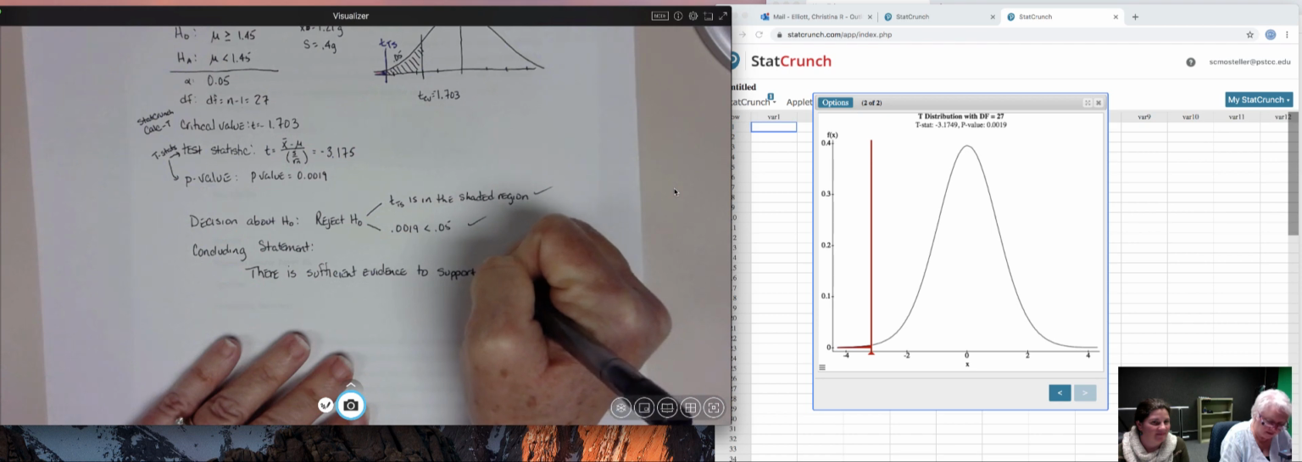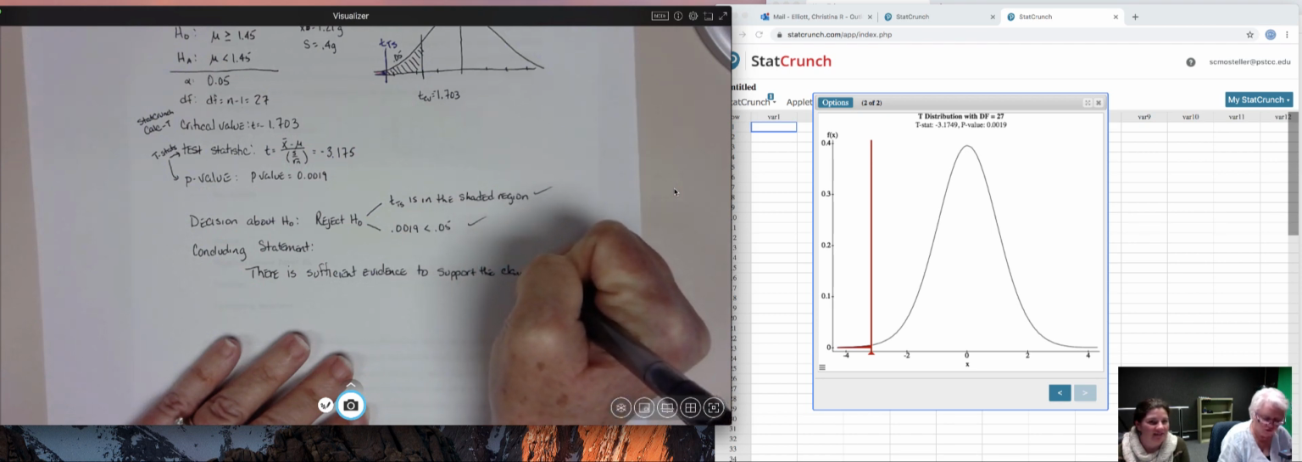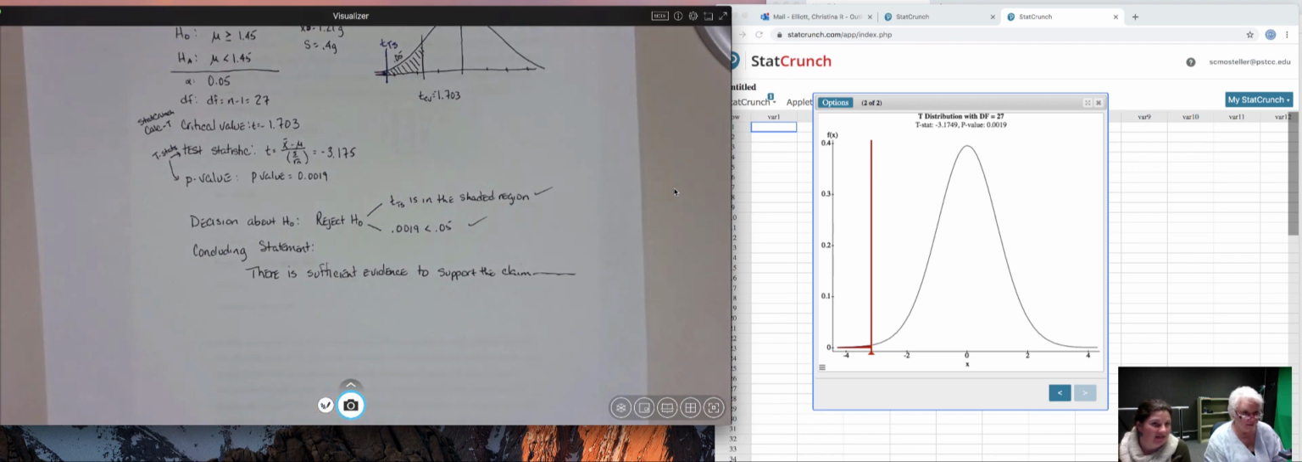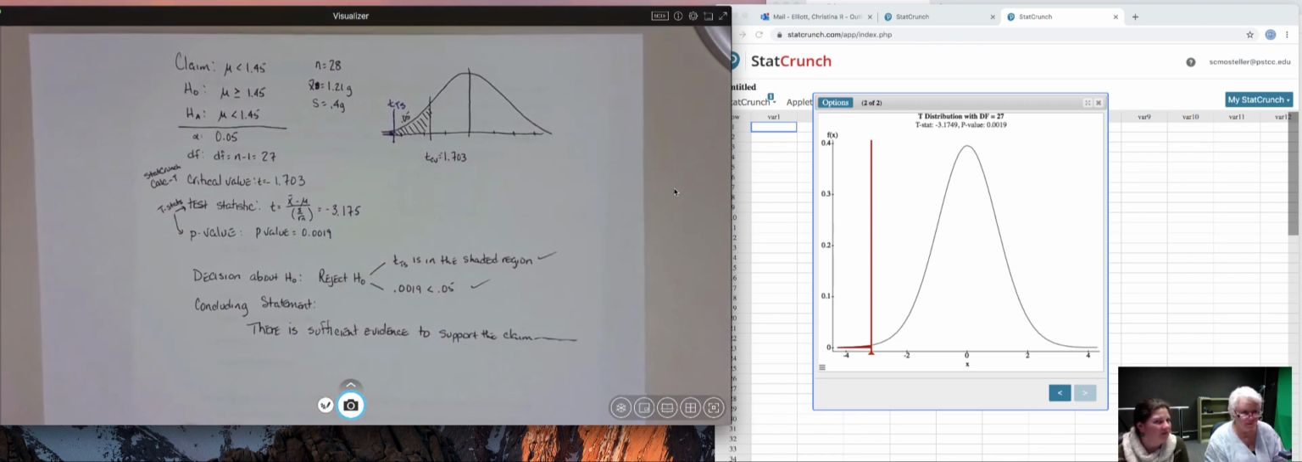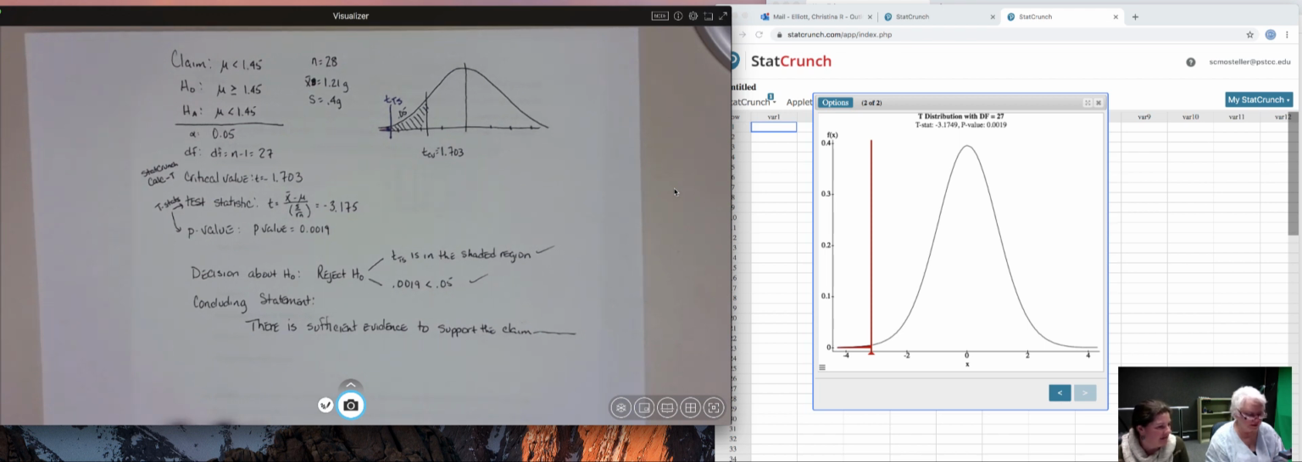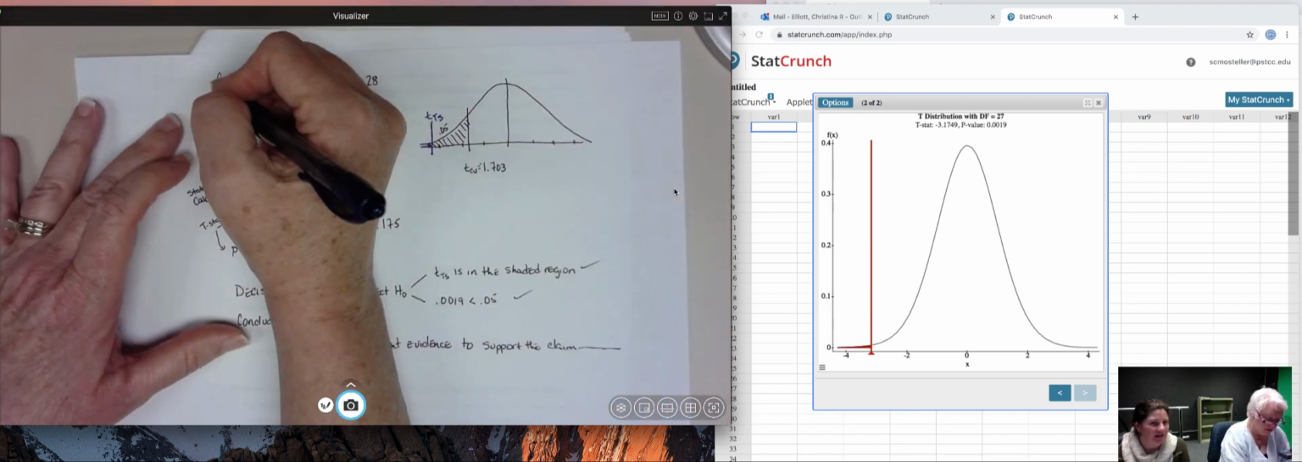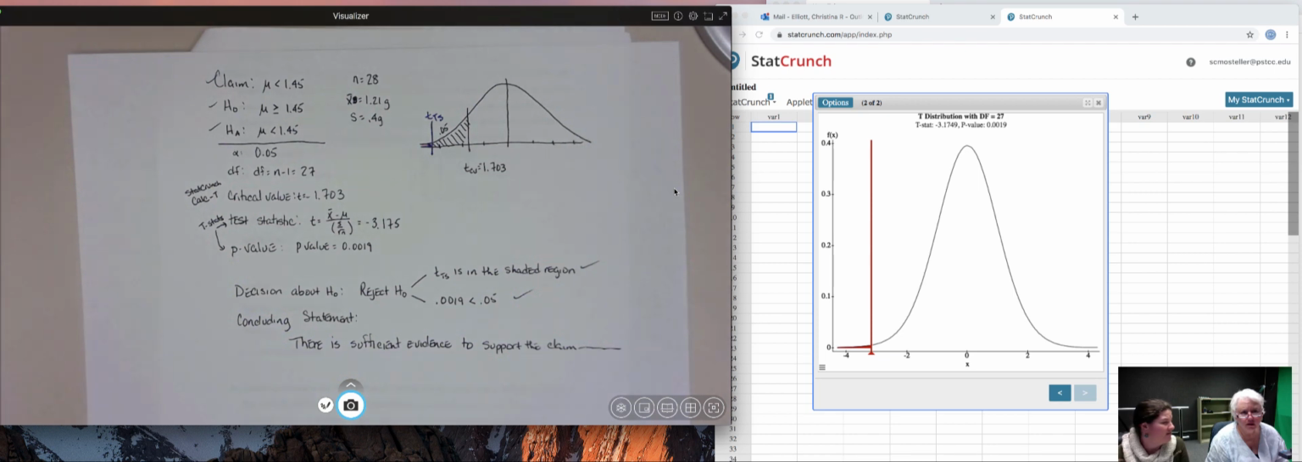Support the claim. Okay, so some important steps when you do your hypothesis test, even if it doesn't ask you, you always need to write what your claim is, and your null and alternate hypotheses. Because if you don't know what your claim is, you can't write that conclusion statement at the end. You don't know whether you're going to say support or reject. And then identify your critical value and test statistic. Critical values, plural, if it's a two-tailed test. Make your decision about the null and write your conclusion statement. I think we're done.